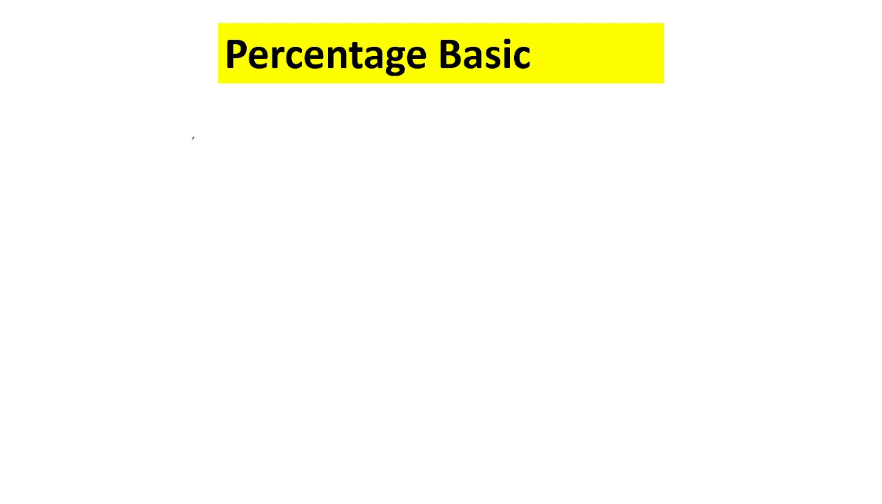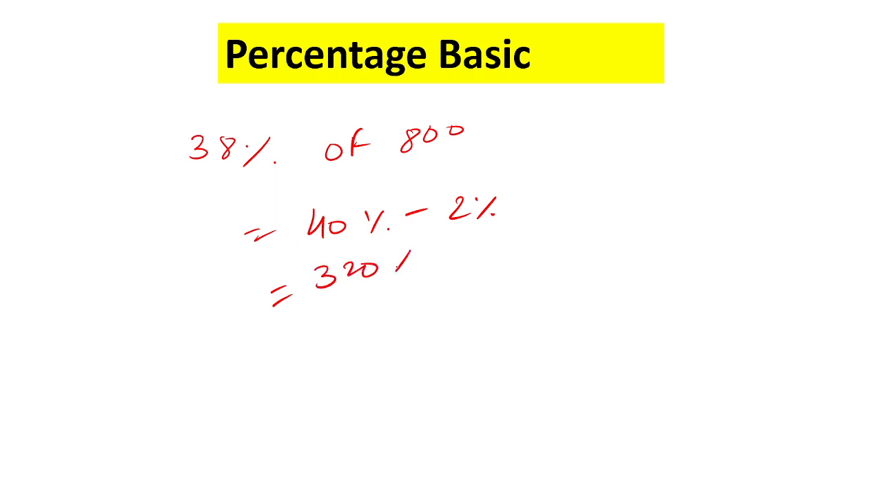Let's take another example. If you want to find 38% of 800, first we convert 38% into two parts, 40% minus 2%. First find 40% of 800. 10% is 80, multiply it by 4, that is 320, which is the 40%. Now find the 2%. 1% is 8, so 2% will be 16. We subtract it, so we get the answer 304 as the 38% of 800.